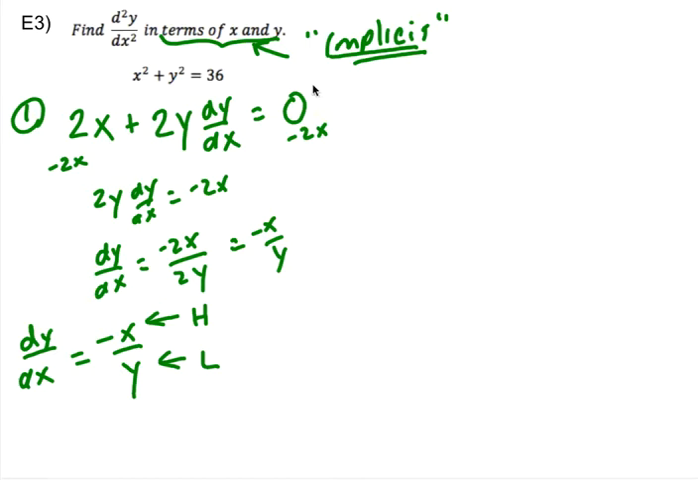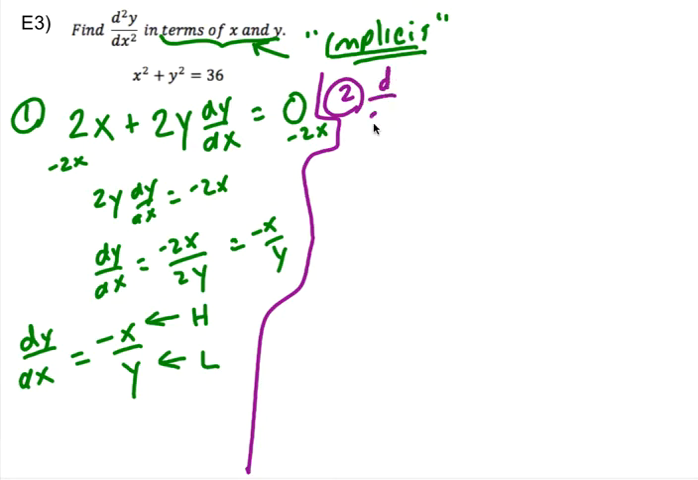So now, when I go to differentiate again, right? So now when I go to do the second derivative, I'm going to differentiate with respect to x, this dy dx equals negative x over y.